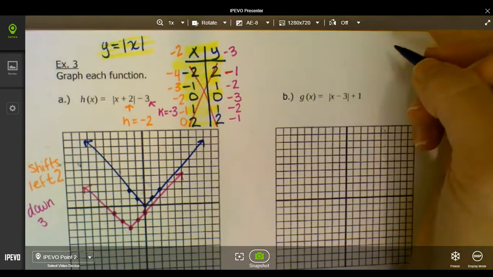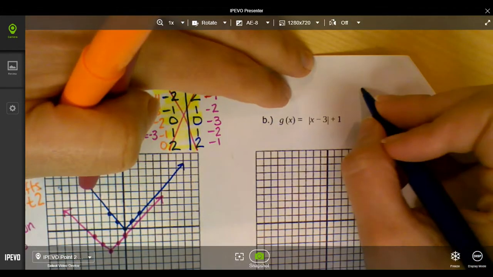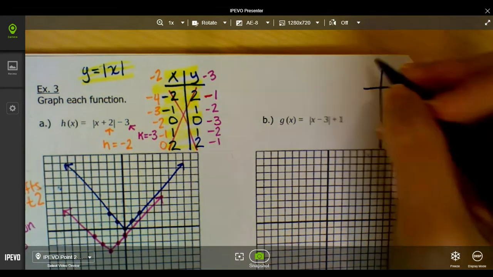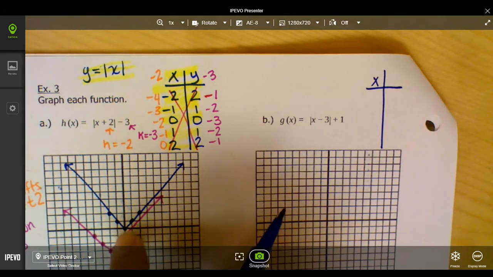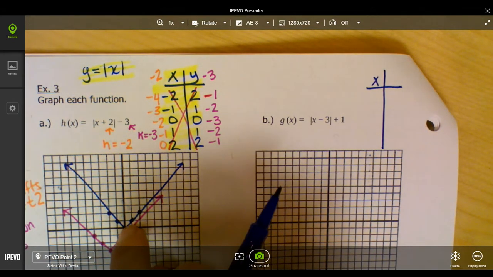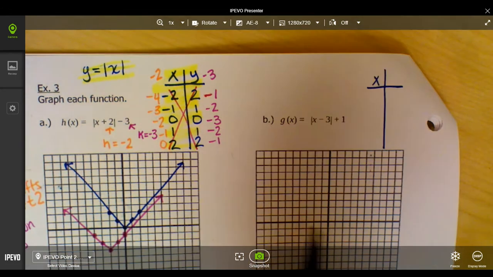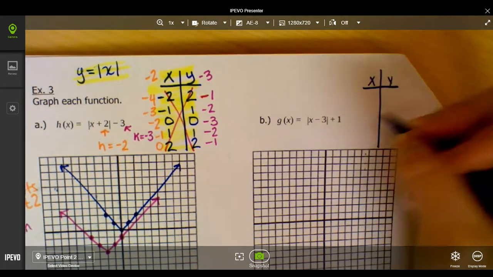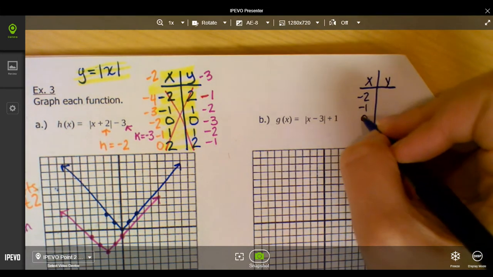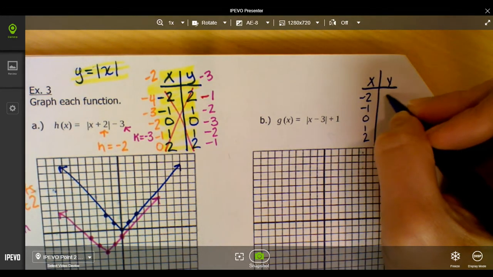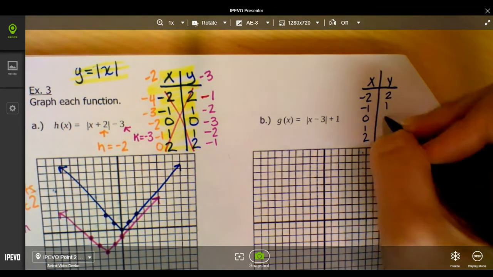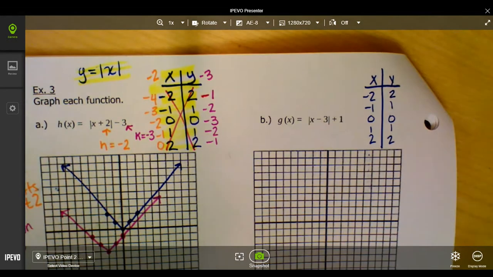All right, let's do this one over here. So pretty much the same idea. I'm going to start with my parent function. And again, if you know that this is your parent table or parent graph, and you just want to go left 2, down 3, and just plot your points that way, that's fine too. So -2, -1, 0, 1, 2, and then I have 2, 1, 0, 1, 2.